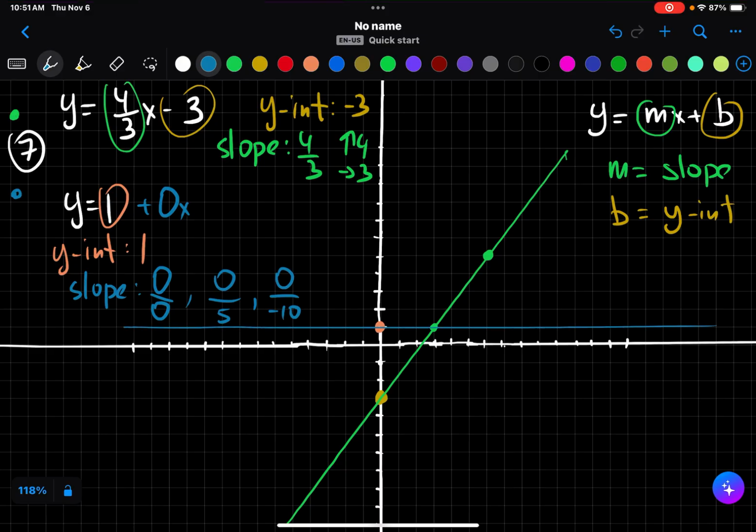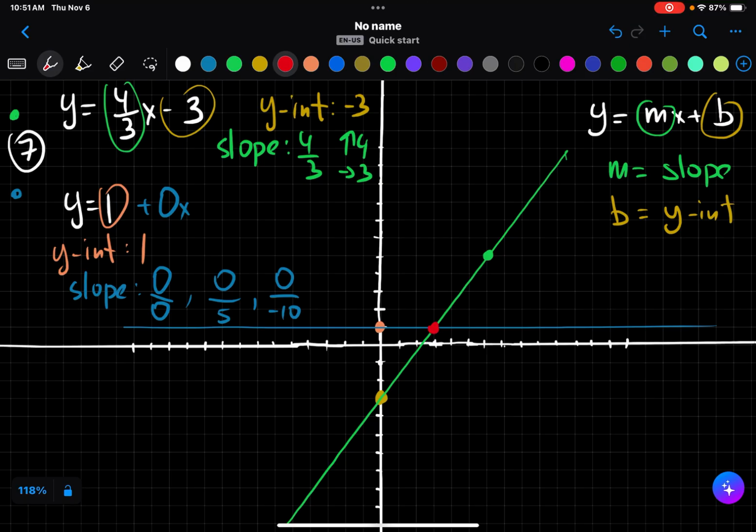But I do have a point of intersection right here. They intersect right here, which happens to be at x is at 3 and y is at 1. So my solution is 3, 1. And it works, sort of, right? I mean, there is no x for the second one, but when y is 1, it is 1, right? 1 equals 1. There's just simply no x.